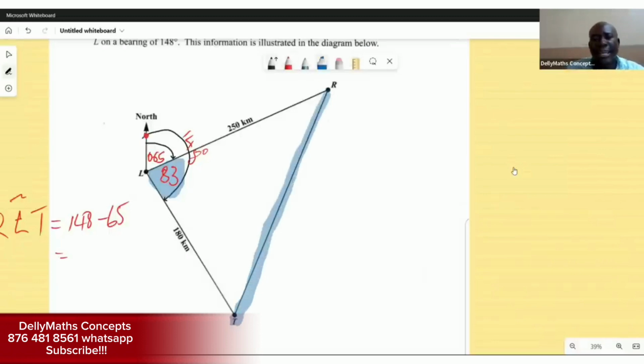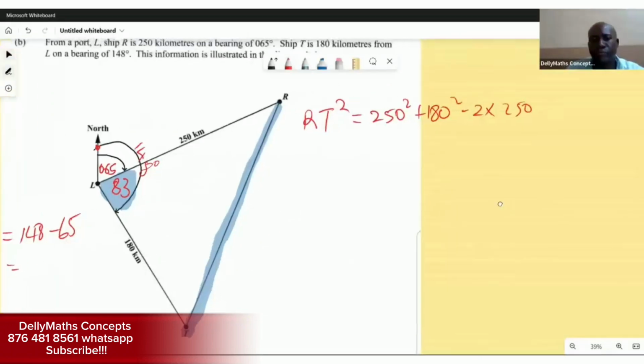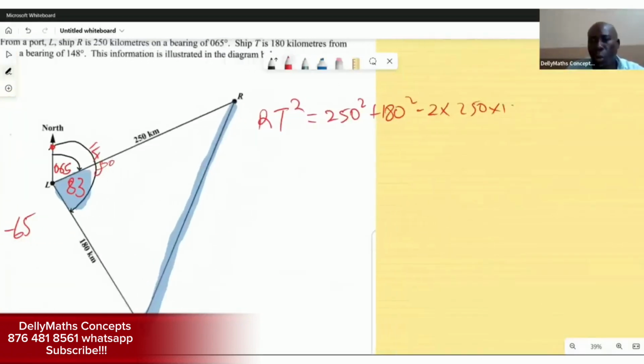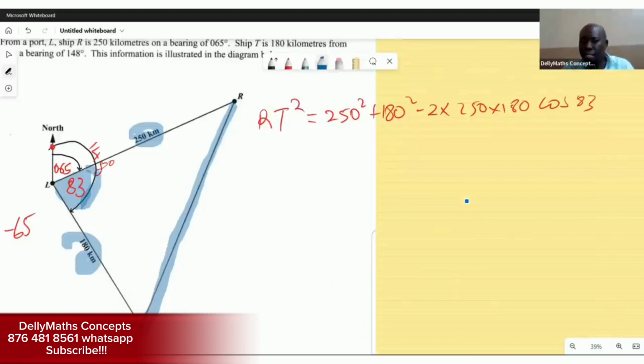No problem. In calculating this distance, all I'm going to do is use my cosine rule. Cosine rule says RT squared is equal to 250 squared plus 180 squared minus 2 times 250 times 180 times the cosine of 83. Why am I using this? It's because I know everything in that corner. I know the 250, I know the 180, and I know the 83. So when you know everything in that corner and you're finding the side opposite to that corner, then we employ the cosine rule.